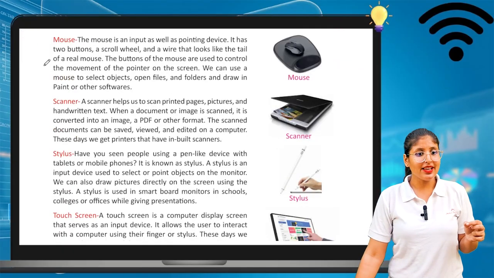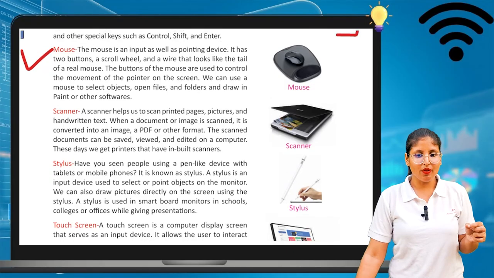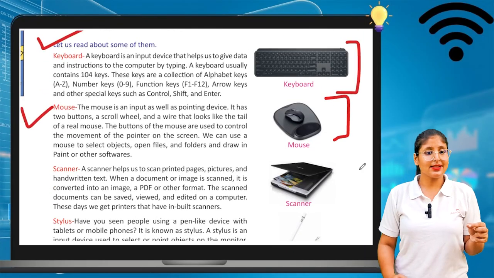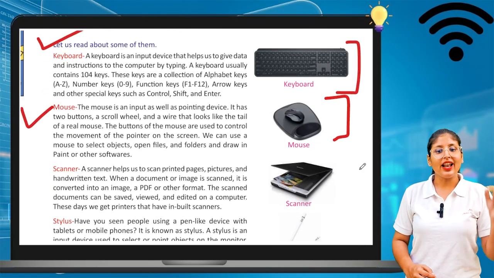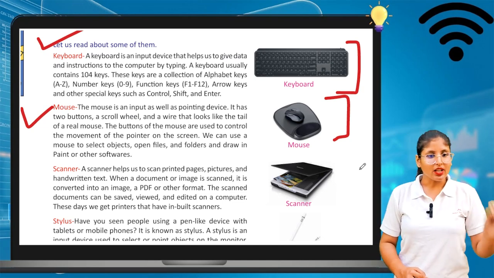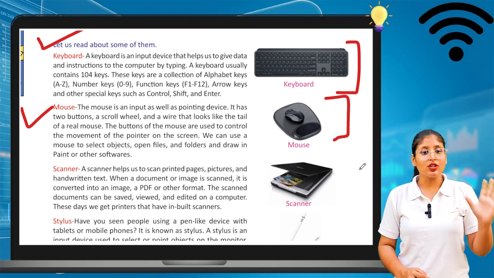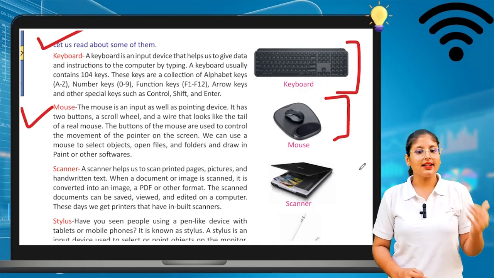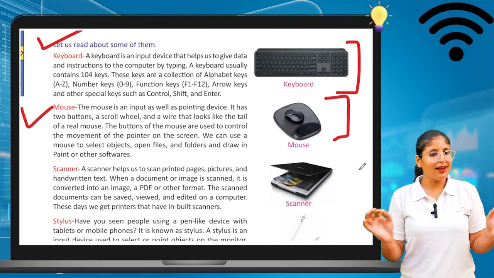Next, mouse is there. Yes, we can see this type of thing. This is an input device. The mouse is an input as well as pointing device. It has two buttons, a scroll wheel and a wire that looks like the tail of a real mouse.